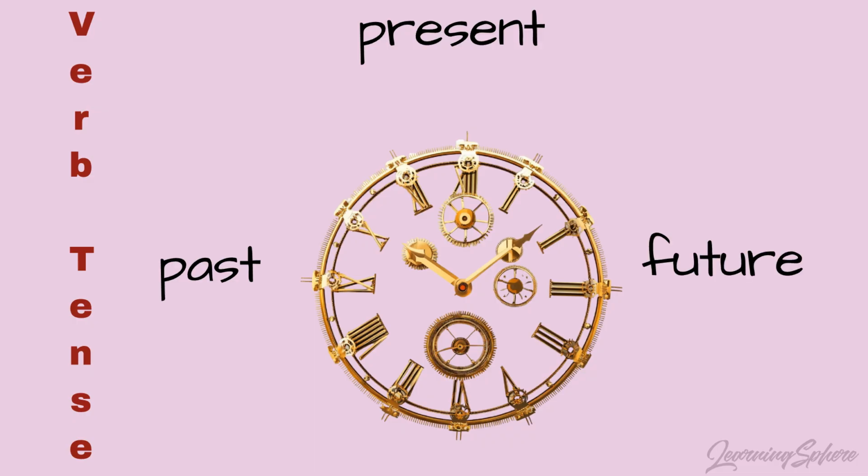The present tense shows if the action is happening now. For example, she walks to school. We use the past tense if the action happened before now. She walked to school. The future tense is used if the action will happen later, as in, she will walk to school.